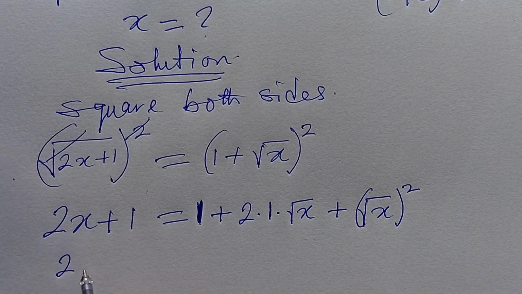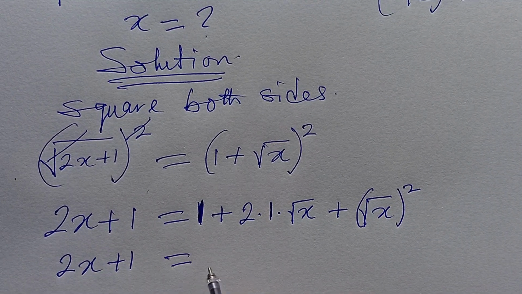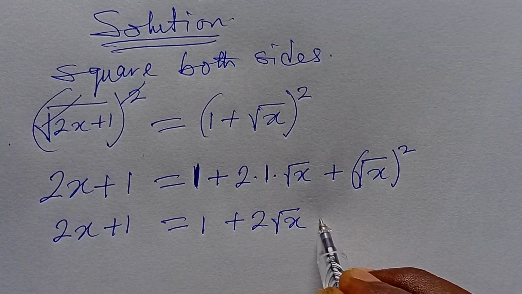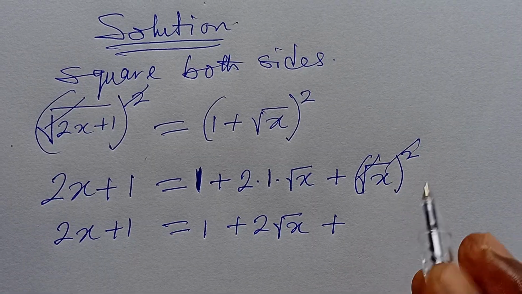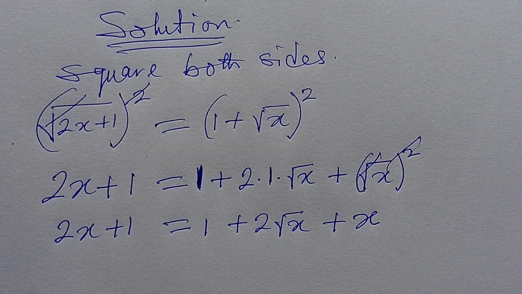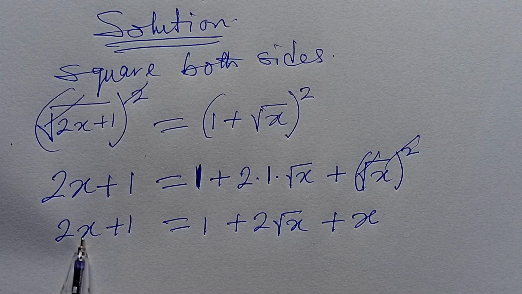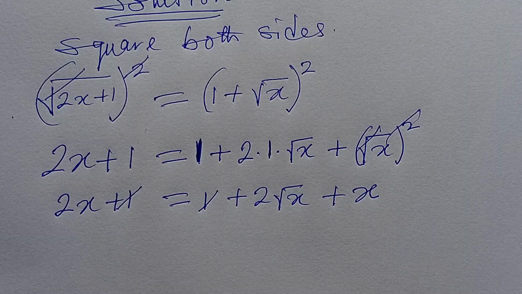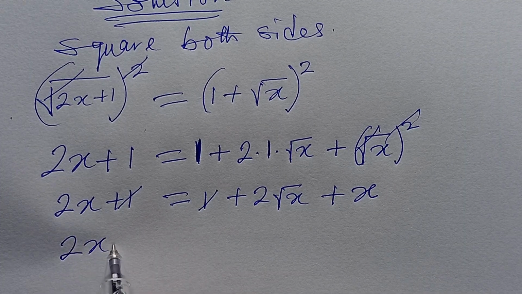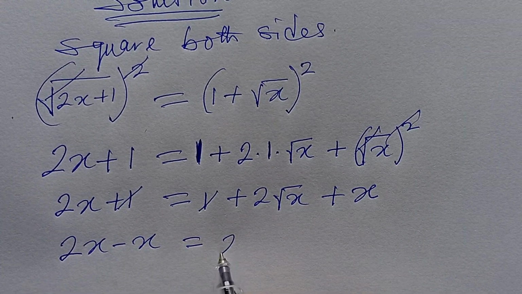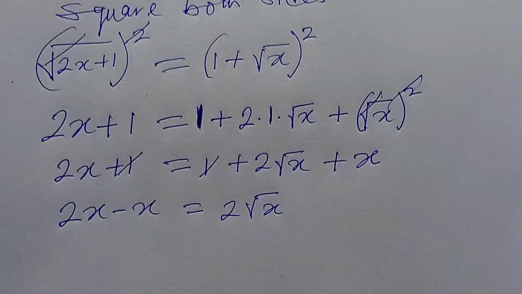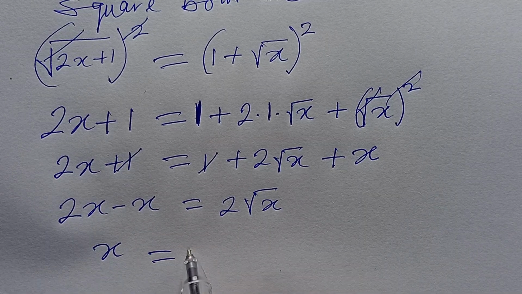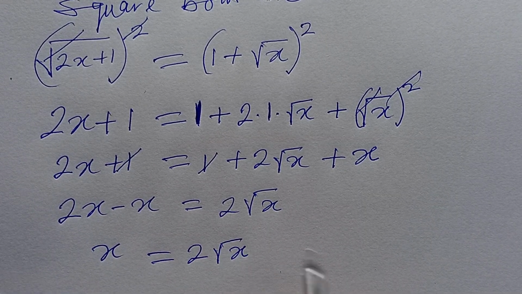So we're going to have 2x plus 1 equal to 1 plus our 2 root x, then plus this will go with this, which is going to give us our x here. We can move this x to this other side. Here we have plus 1, here we have plus 1. So this will go with this also. So we're now going to have 2x minus x equal to 2 root x. And if you subtract this from this, we're going to have our x is equals to 2 root x.